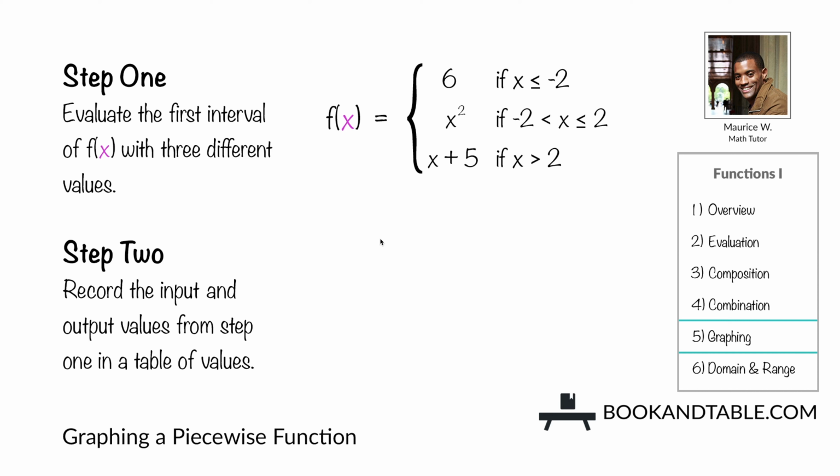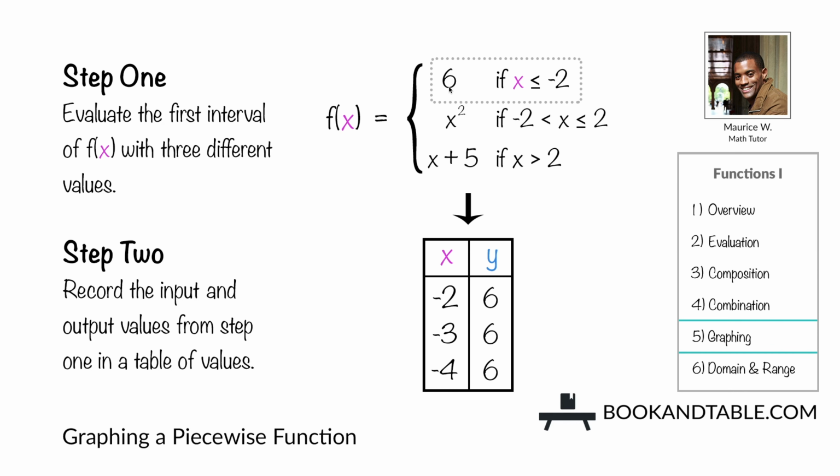Step 1, evaluate the first interval of f of x with 3 different values. So this will be pretty simple since the function has a consistent value of 6. So since we're leading up to the point of negative 2, we can use negative 2, negative 3, and negative 4. We're getting more negative. And for each corresponding y value, it is 6 for each one. Since no matter what, when x is less than or equal to negative 2, the function will be equal to 6. So each output will be 6.